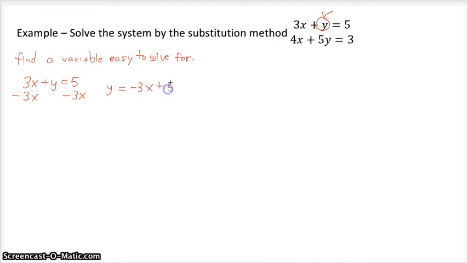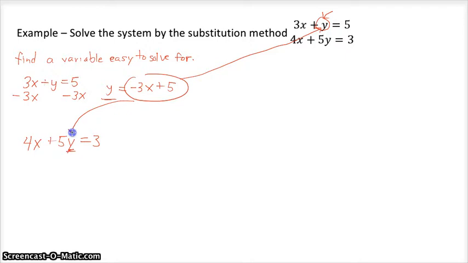negative 3x plus 5. Now, what the substitution method says is that anytime I see a y, I can replace it with what it's equal to. So this right here is what y is equal to. It wouldn't make sense to substitute it back in here, so I'm not going to use this equation anymore. I don't want to use that first one. So I'm going to take this next equation, and instead of seeing a y, I'm going to replace it with what y is equal to.